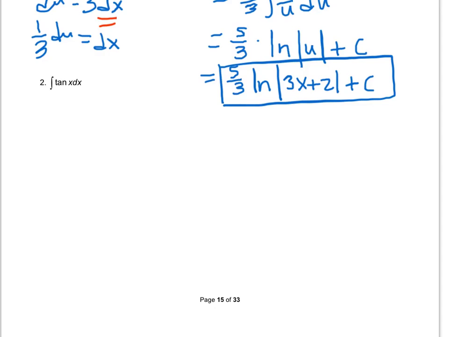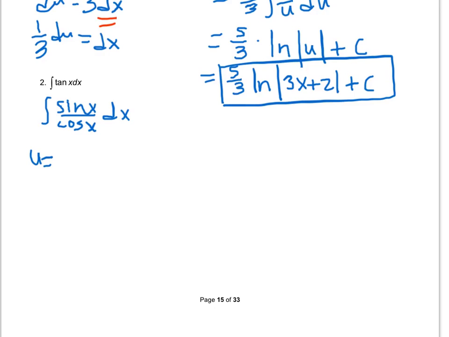So we're going to use a clever little rewrite of this and turn it into the sine of x over cosine of x dx. The reason that we want to do that is because now we have a quotient and we're going to use a U substitution. For the most part, when you have a fraction with a variable in the denominator, your U is going to be the denominator.